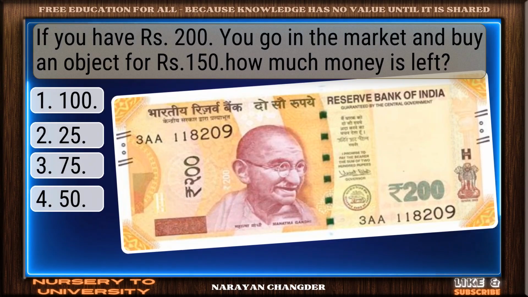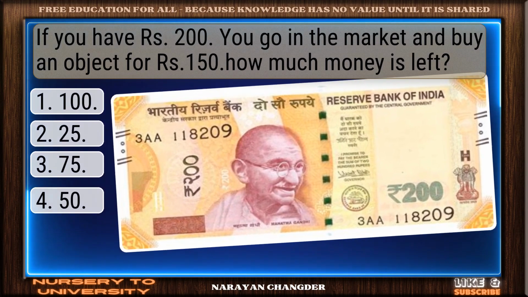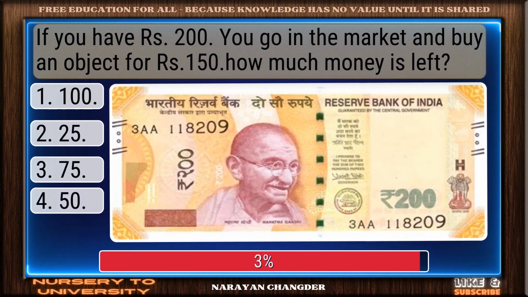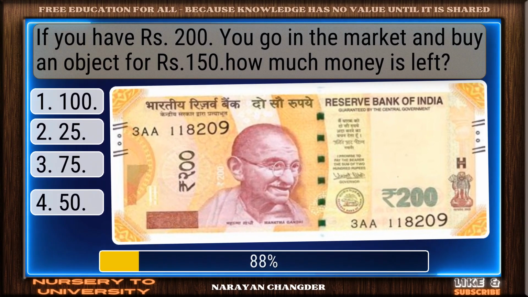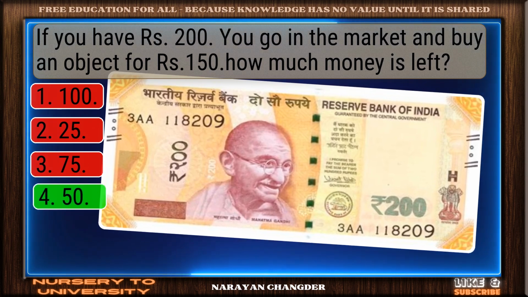If you have Rs 200, you go to the market and buy an object for Rs 150. How much money is left? Exactly. 50 makes sense and it is the right choice.